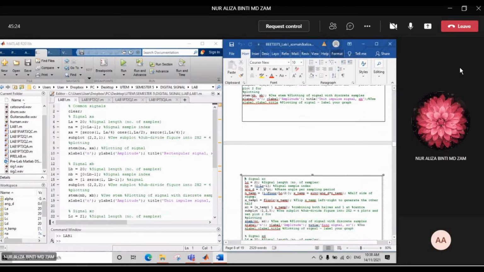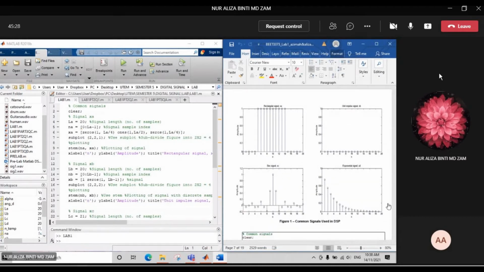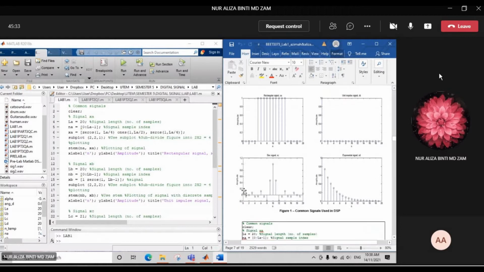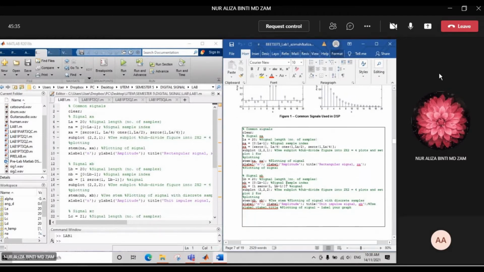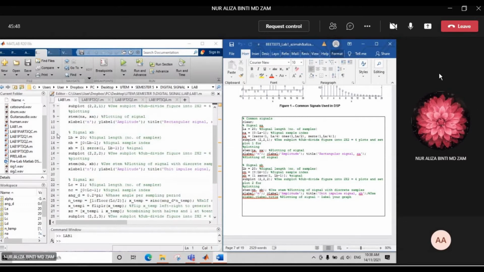Okay, for part 2, we have to come up with a graph, a 2 by 2 matrix. First, we have to input the rectangular signal. This is the coding for the rectangular signal from line 3 to line 10, and then subplot 2, 2, 1. Lines 12 to 19 are the coding for the unit impulse signal, and then we subplot 2, 2, 2.